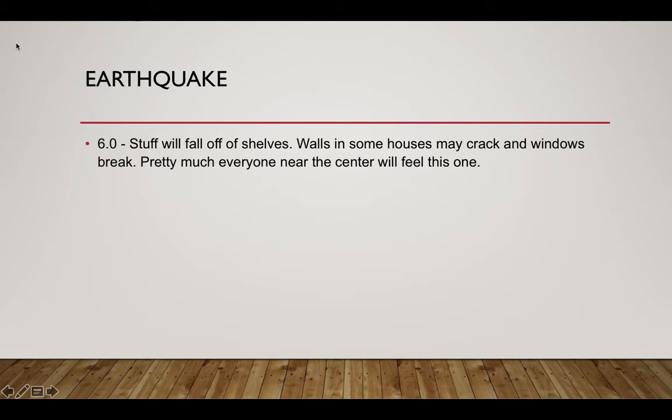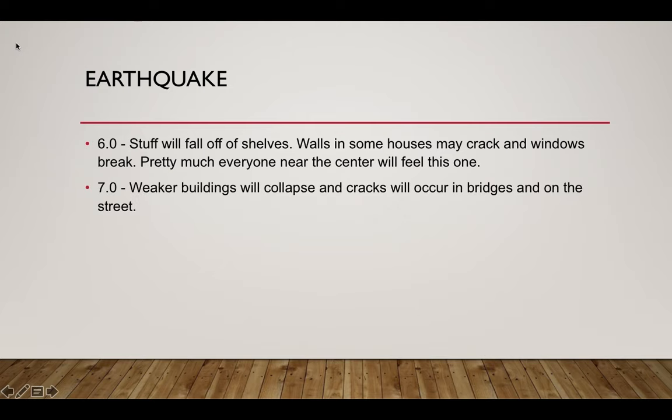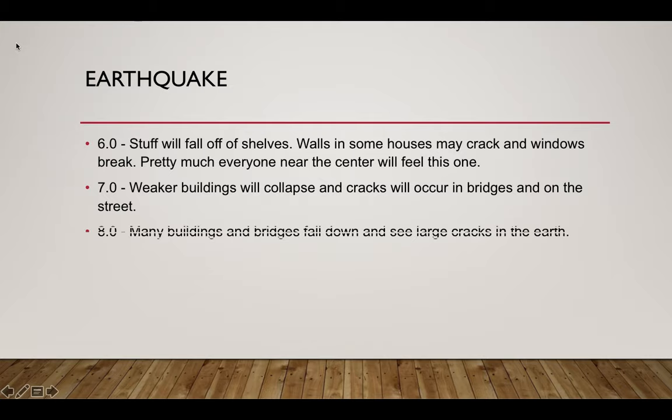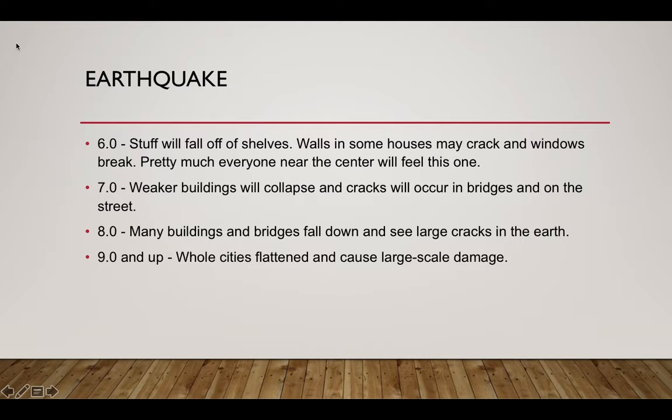A 6.0, stuff will fall off shelves, walls in some houses may crack and windows may break. Pretty much everyone near the center will feel this one. A 7.0, weaker buildings will collapse and cracks will occur in bridges and on streets. An 8.0, many buildings and bridges fall down and you see large cracks in the earth. A 9.0 and up, whole cities flatten and cause large-scale damage.